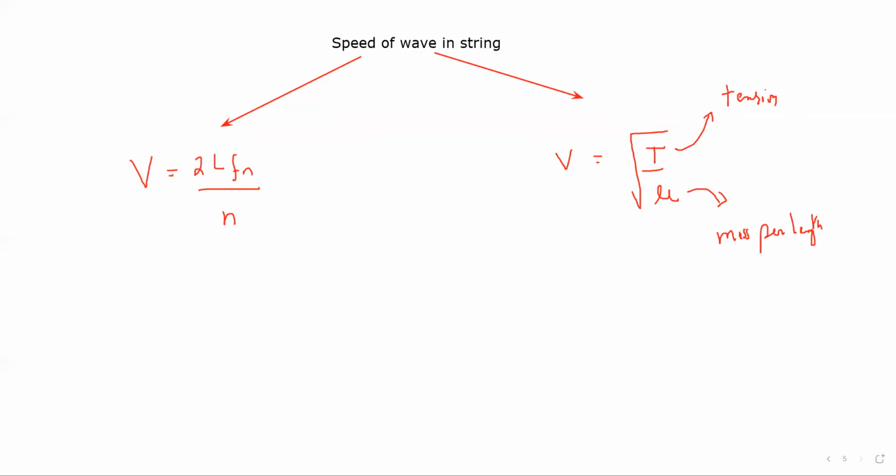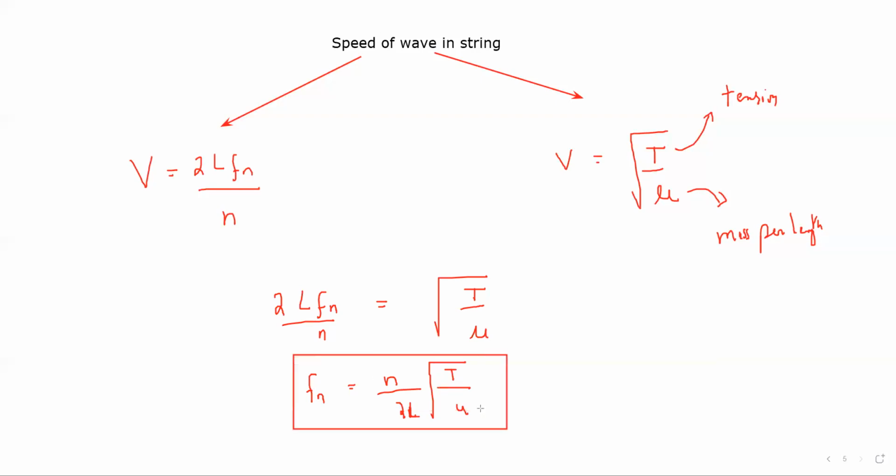So when we combine these two equations, what can we say? We can say 2L Fn divided by n is equal to the square root of T divided by mu. N is divided on one side, so on the other side it is multiplied, so I can say Fn is equal to n over 2L times the square root of T divided by mu. So this is the formula which we will use to find the frequency of any loop.